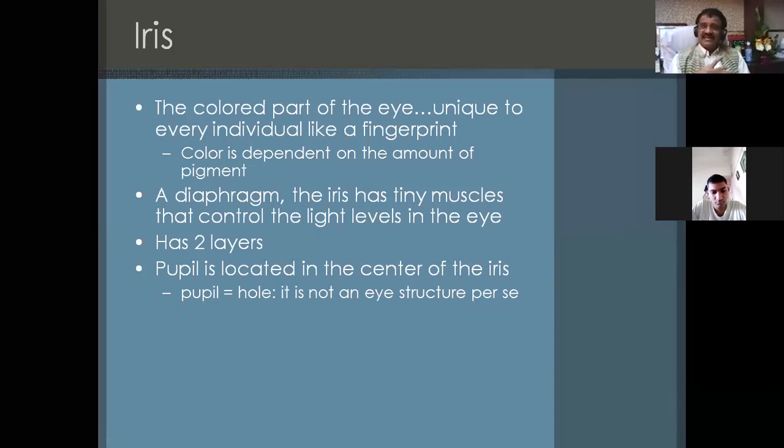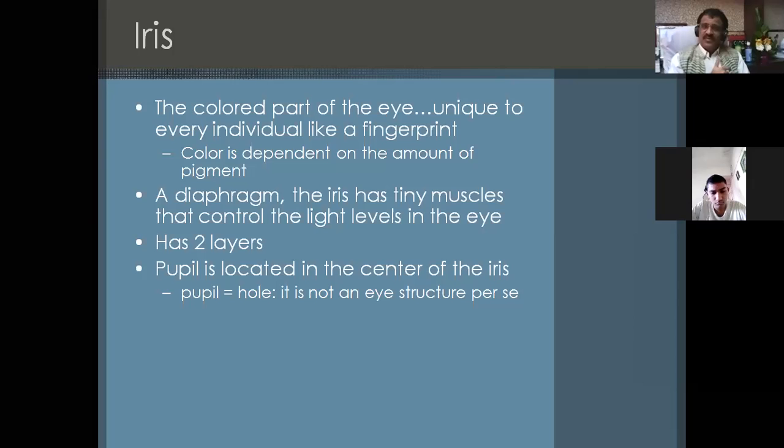Okay, and it forms a diaphragm. The iris has tiny muscles that control the light levels in the eye. It has got muscles, and it has got a diaphragm with a circular opening. So it is controlled by those muscles. So for adaptation of light, it closes, opens, and that makes your pupil small, dilated, constricted, dilated, constricted, dilated. So iris is a structure, whereas pupil is not a structure. Pupil is just a space within the diaphragm, which is reduced or increased by this iris diaphragm. And it has got 2 layers.